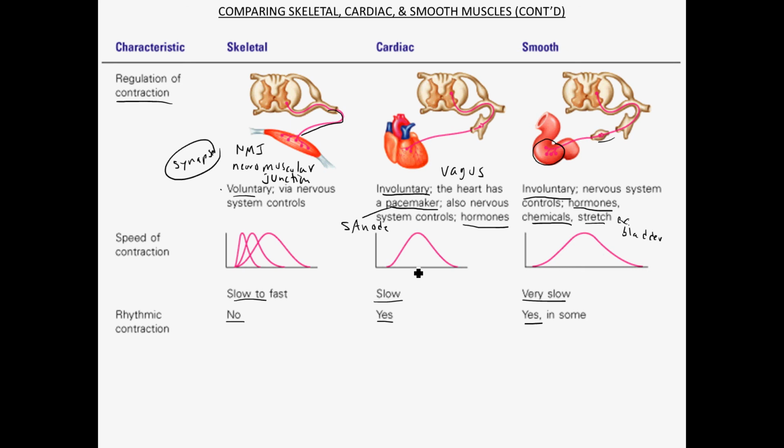So a good idea there is to maybe pause now and go back and review these different characteristics of skeletal, cardiac, and smooth muscle. So again, you should be looking for how they are similar versus how they are different. It might be a good graphic organizer to make for yourself. Okay.